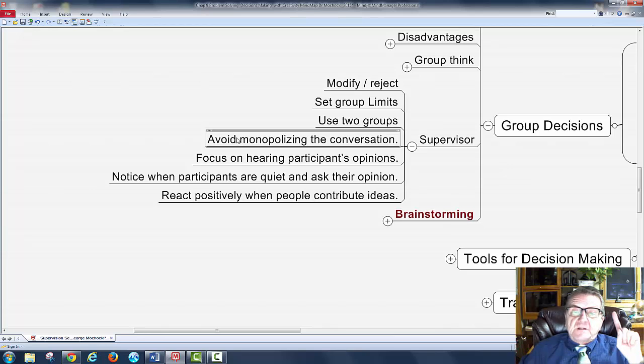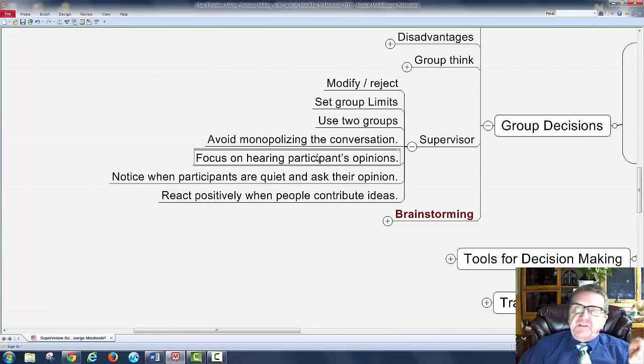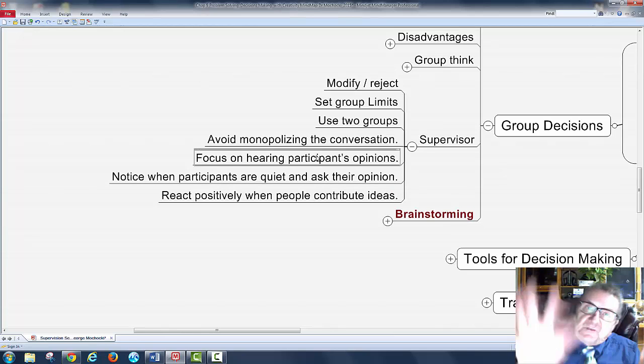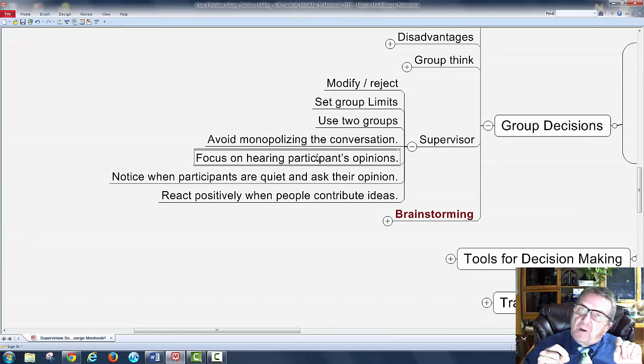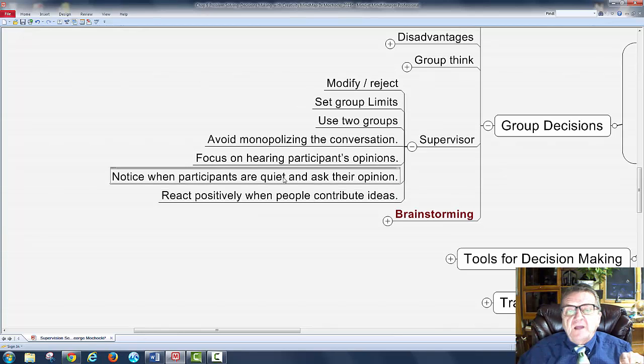Focus on hearing the participant's opinion. If one person says, oh, that's a dumb idea, you say, hey, shh, listen, we're going to talk about brainstorming. Let the person finish. Give it some thought. You don't have to respond now, okay? Notice when participants are quiet and ask their opinion.